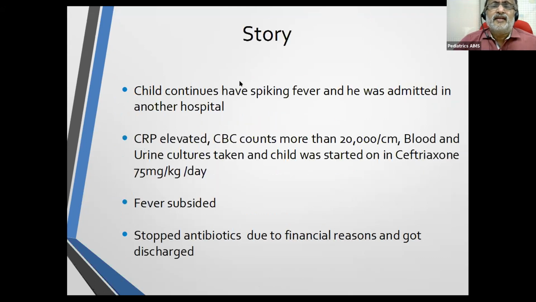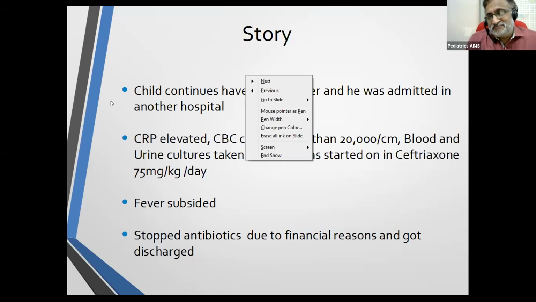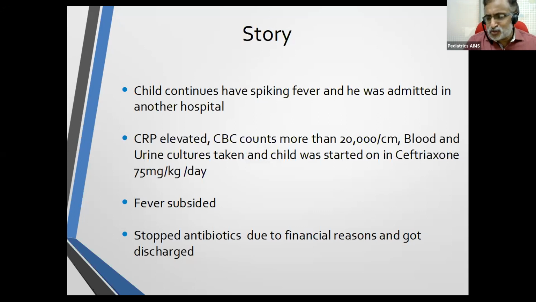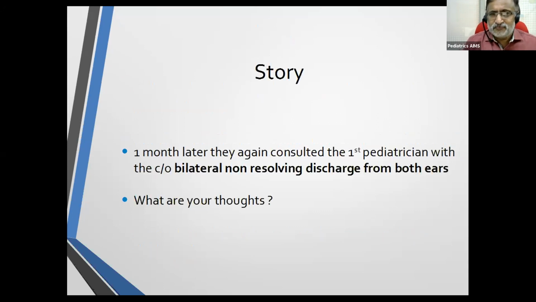The story continues. The child continues to have high-spiking fevers and was admitted to another hospital. The CRP was elevated, CBC count was more than 20,000, blood and urine cultures were taken, and the child was started on injection ceftriaxone 75 per kg per day. The fever subsided, antibiotics were stopped due to financial reasons, and the child got discharged. They received only one dose of ceftriaxone. One month later, they again consulted the first pediatrician with a bilateral non-resolving discharge from both ears.